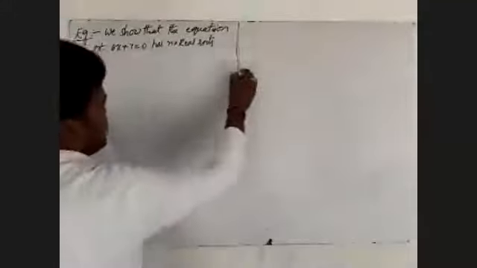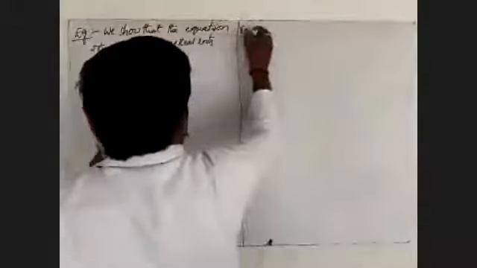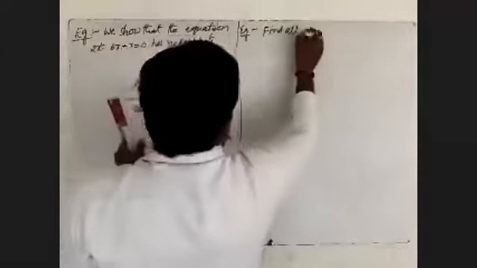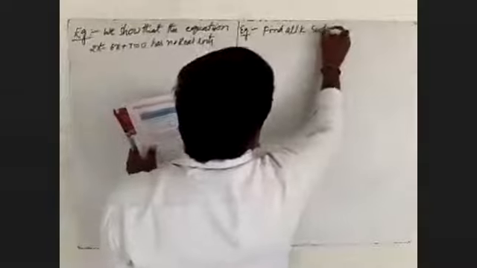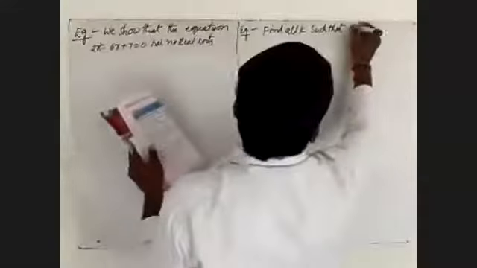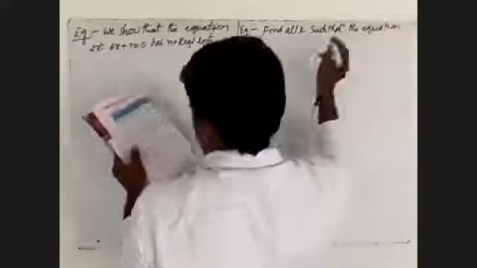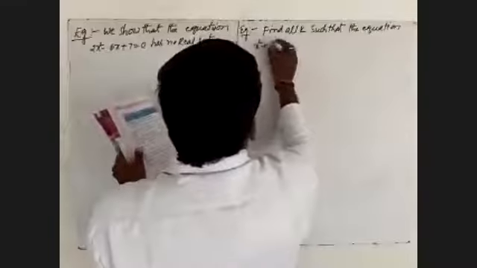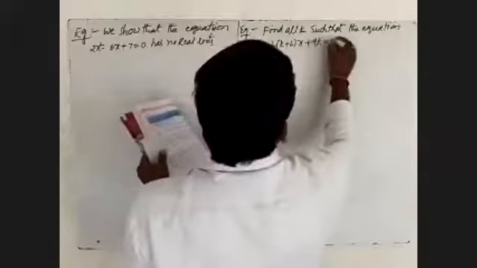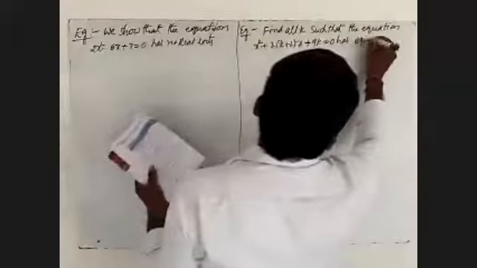Now I am going to the next example. Find all k such that the equation x square plus 2 of (k plus 2) into x plus 9k is equal to 0 has equal roots.